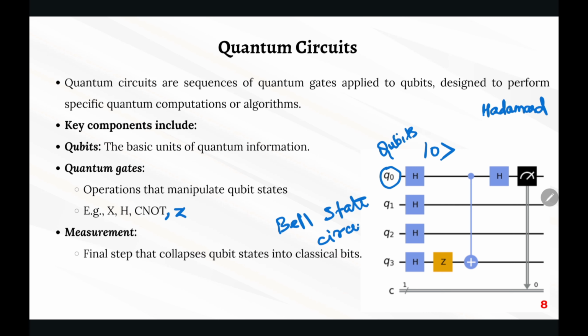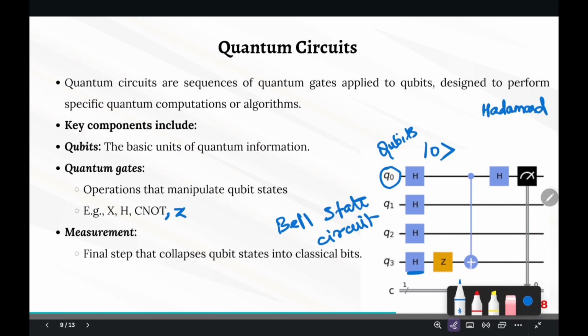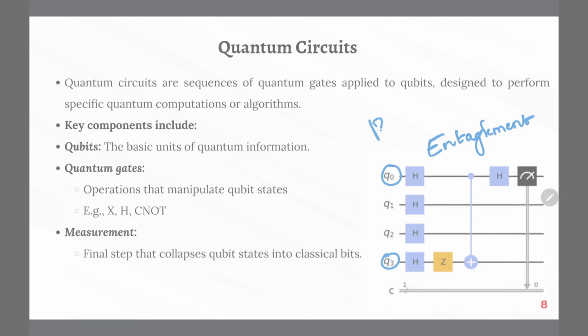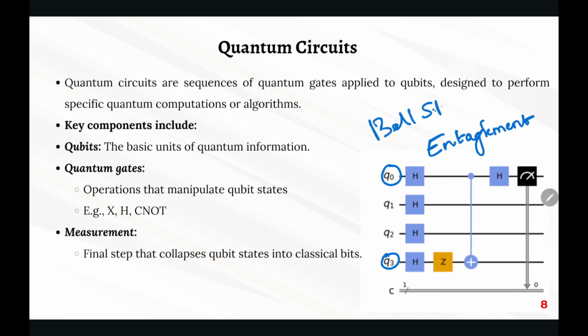Bell state circuit. A Bell state circuit is when you have a Hadamard gate followed by a CNOT gate. The CNOT gate is this one. A Bell state circuit is the circuit of qubit Q0 and Q1, where these two are connected in an entangled way.